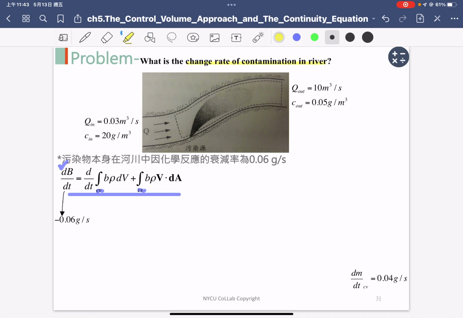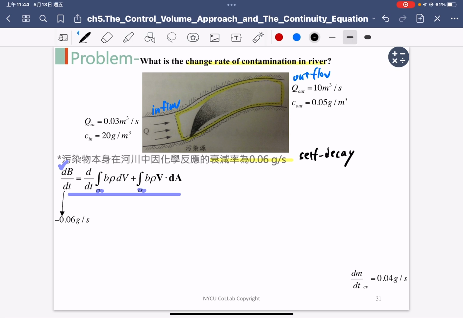Again we need to define our control surface. The dashed line is our control surface, and again we have the inflow on the left hand side and the outflow on the right hand side. We have the discharge and the concentration again. For this problem, I also highlight that the material inside the river will have self-decay.